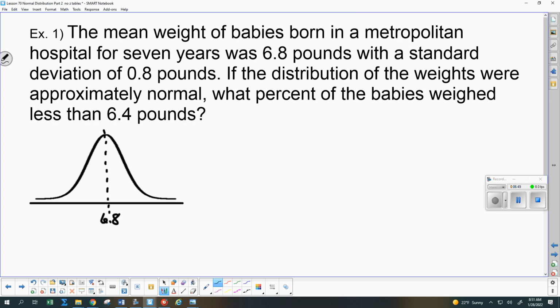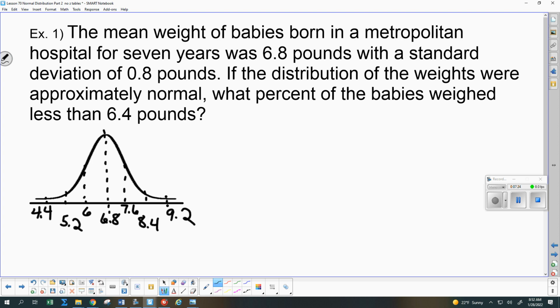Standard deviation is 0.8. So we're going to go out where it almost touches the number line and draw a little mark and then divide each of those into 3 sections. And then we're going to do what we've been doing and add the 0.8. So we have 7.6, 8.4, and 9.2 if I added correctly. Subtracting 0.8, we have 6.0, 5.2, and 4.4.